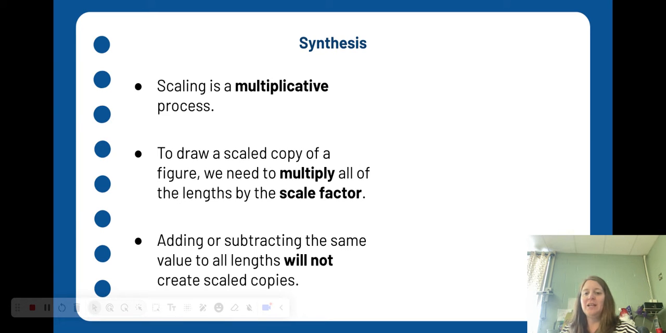Adding or subtracting the same value will not create scaled copies. It has to be multiplication. You cannot add or subtract. It will not create scaled copies.